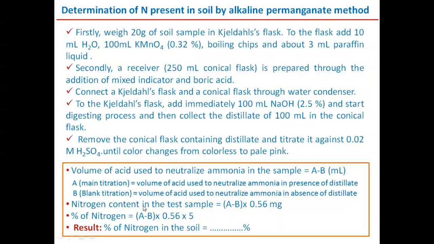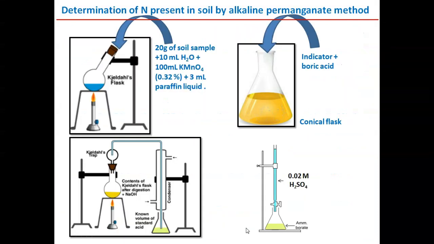So nitrogen content in the test sample is equal to A minus B into conversion factor. Then percentage of nitrogen is equal to A minus B into conversion factor into 100 divided by 5, because we took 20 gram, so it is equal to 20. That's what it is, 5. So in the result we just need to say percentage of nitrogen present in the soil is equal to dash dash dash percent. This is a very simple procedure, so there is nothing complicated here.